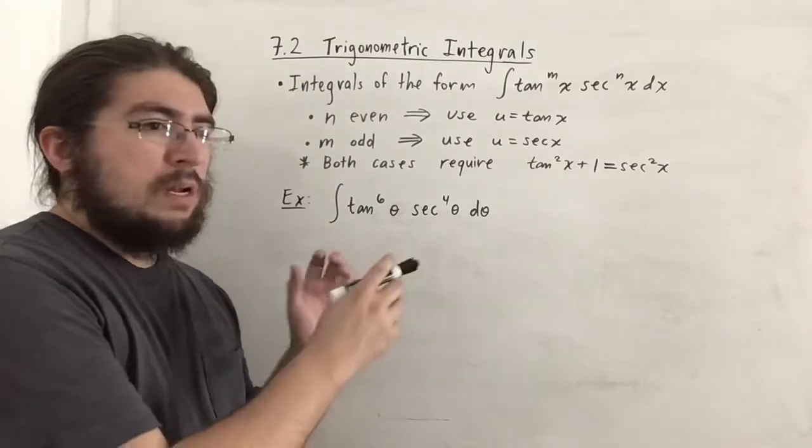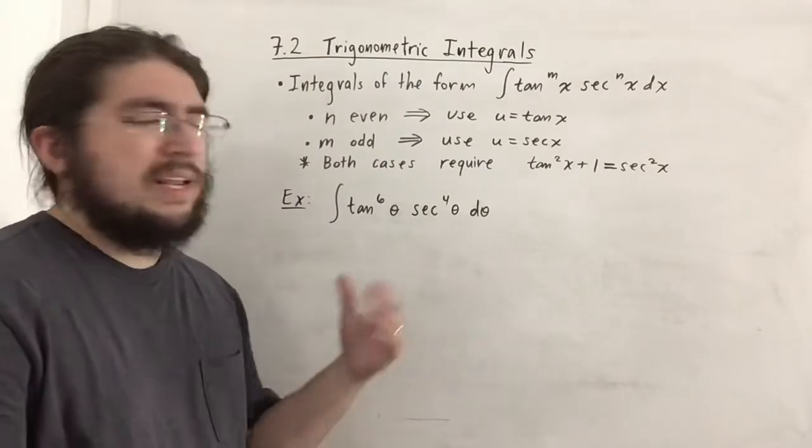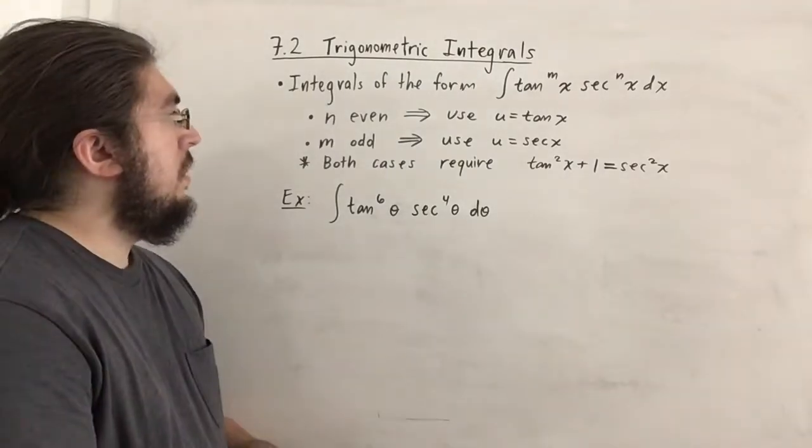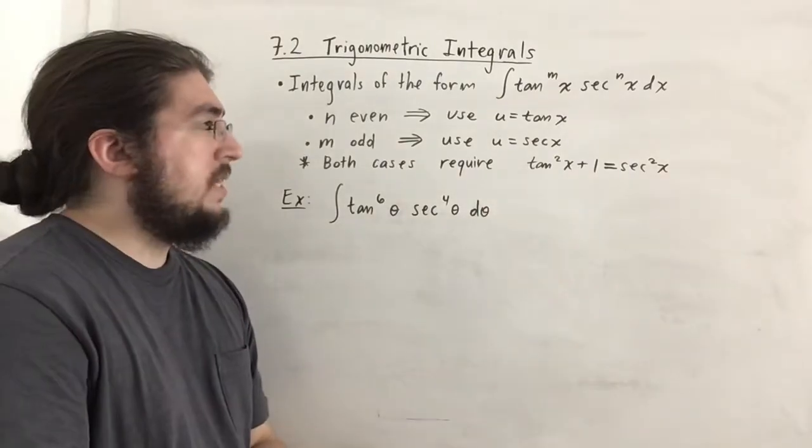I basically said you want to leave one of the powers off to the side, or one of the trig functions off to the side. You'll see what I mean when we get to this example. But both cases require this trig identity, this Pythagorean identity.